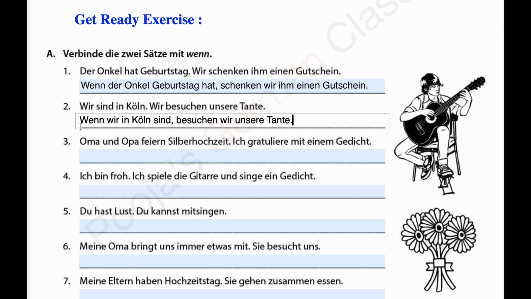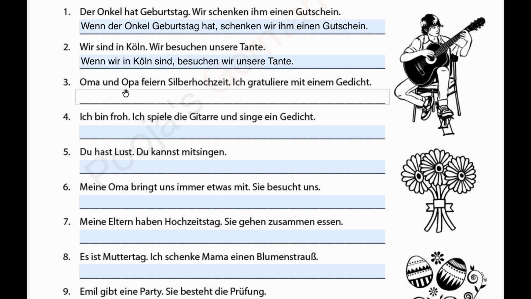Okay. Next. Oma und Opa feiern Silberhochzeit. Ich gratuliere mit einem Gedicht. Gedicht is poem. So when grandparents, Oma and Opa, which means grandmother and grandfather, when they feiern, when they celebrate their Silberhochzeit. Silberhochzeit is silver anniversary, like silver jubilee. Okay. So I congratulate them with a poem.